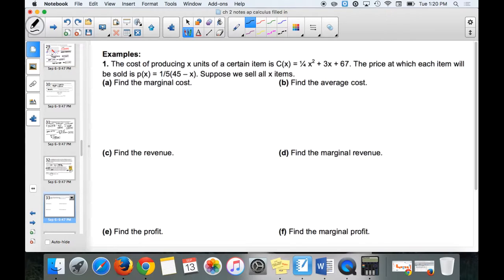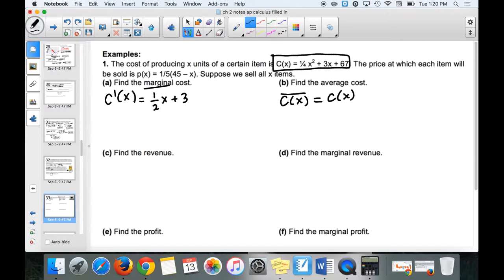If you're finding the marginal cost, remember I said marginal is derivative. So you're going to have C prime of X. When we take the derivative, I get 1/2 X plus 3. I took the derivative of this cost function: 2/4, right? 1/2. Average cost, that's your C bar. It's your total cost divided by X. So we're going to take our 1/4 X squared plus 3X plus 67 over X. That gives 1/4 X plus 3 plus 67 over X, which is our C bar, or our average cost.